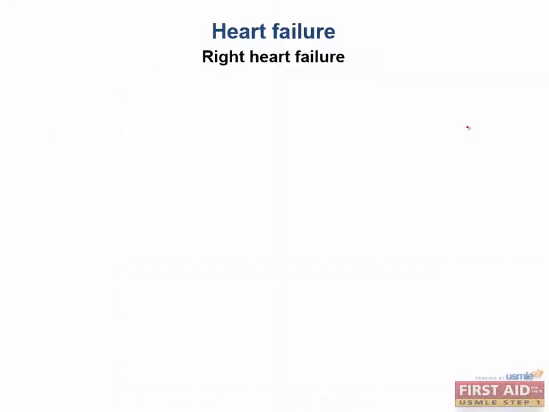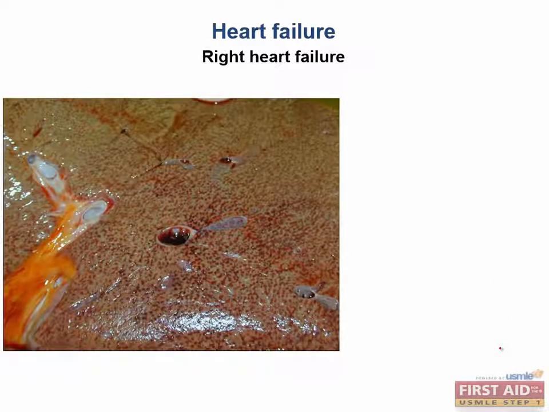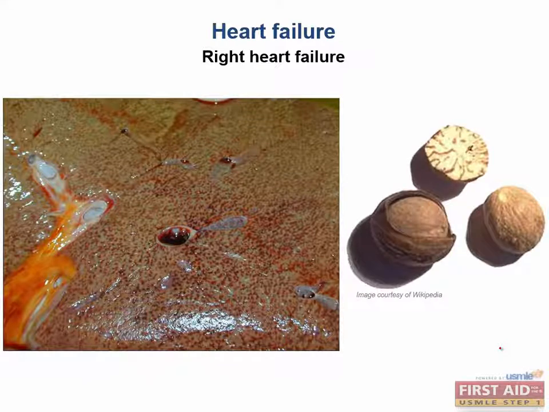Now, an increase in venous pressure within the hepatic vein will cause hepatic hypertension. When blood cannot drain from the liver and there are high pressures, the chronic congestion will actually lead to a nutmeg liver. We can see that here in this image. The pressure causes blood to leak into the sinusoids. It's like the liver is bleeding into the spaces around the engorged sinusoidal veins. It kind of looks like a nutmeg cut in half.